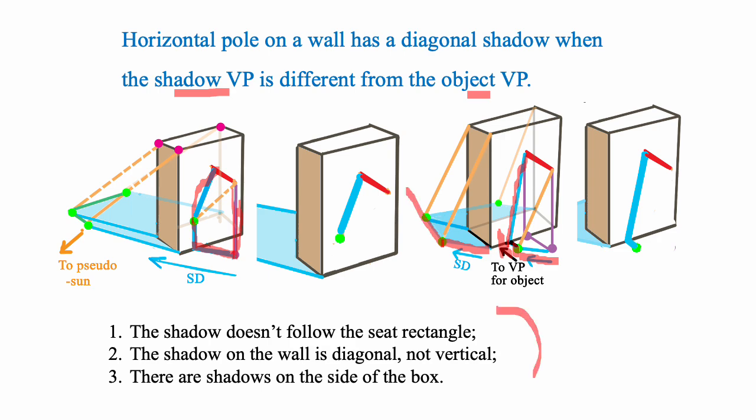So three things happen when the shadow vanishing point is different from the object vanishing point. The shadow doesn't follow the seat rectangle. The shadow on the wall is diagonal, not vertical, and there are shadows to the side of the box.